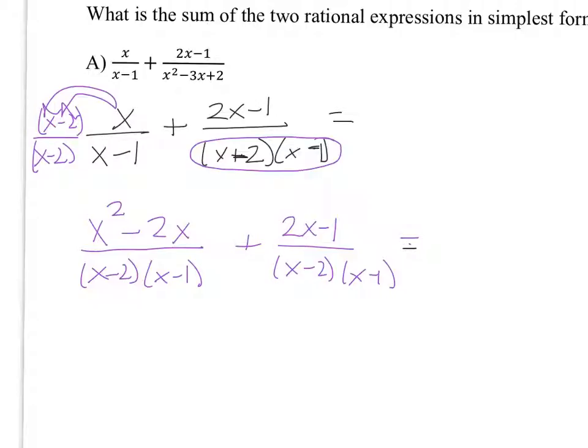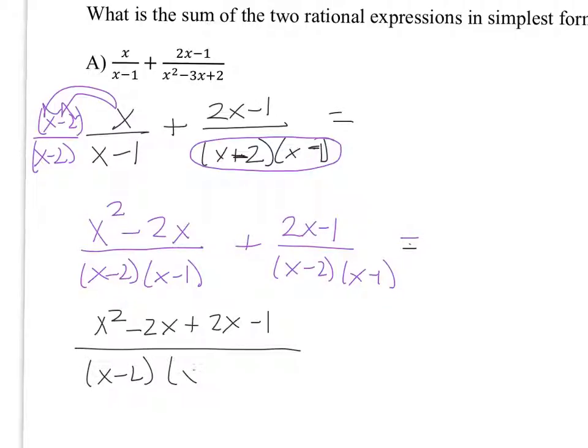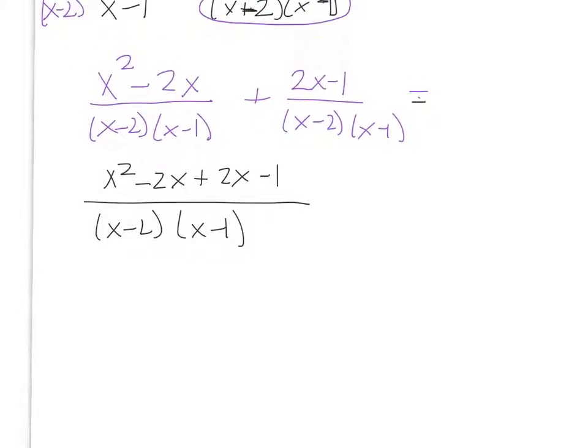So on top, I'm going to have x squared minus 2x plus 2x minus 1 over x minus 2, x minus 1. At this point, you want to state any restrictions that you may have, and I do have restrictions. I have 2 of them. I have x cannot equal positive 2 because of this one right here. x cannot equal positive 1 because of this right here.